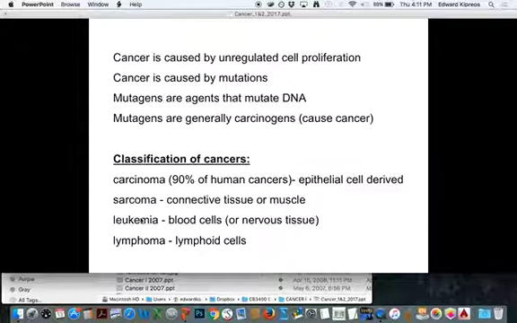So cancer, as I said, is caused by unregulated cell proliferation, and this doesn't mean that cells are dividing faster than normal. It just means they're dividing when they shouldn't be dividing. A lot of cancers don't divide faster; they just keep dividing.